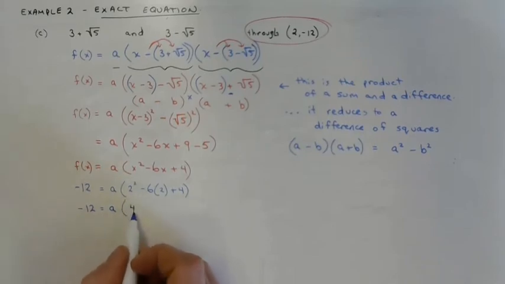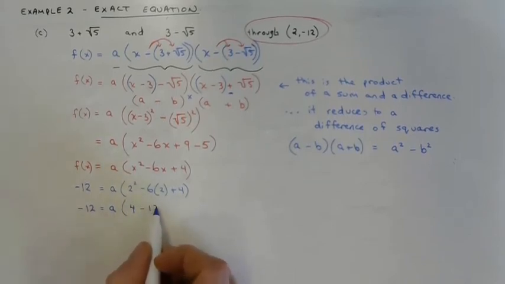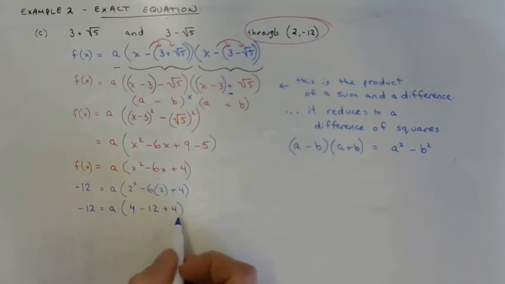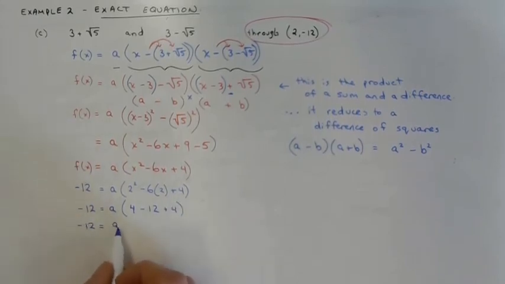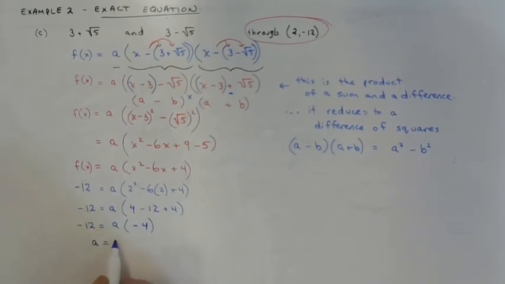2 squared is 4. 6 times 2 is 12. That gives me negative 12 equals a times negative 4. That means a is negative 12 divided by negative 4, which is positive 3.